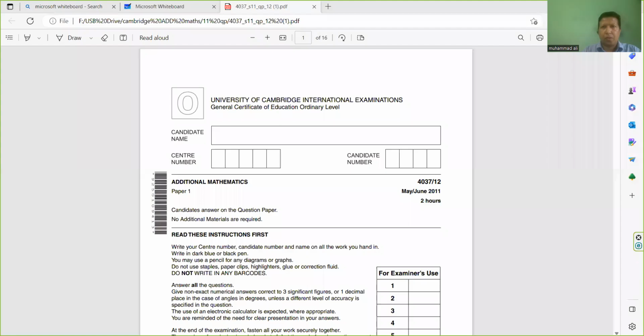Hello everybody. Today we will solve one question from an additional mathematics question paper. This is May-June 2011, variant 12, paper 1. Now see how we can solve. This is May-June 2011, variant 12, paper 1, question number 11. Okay, now see.